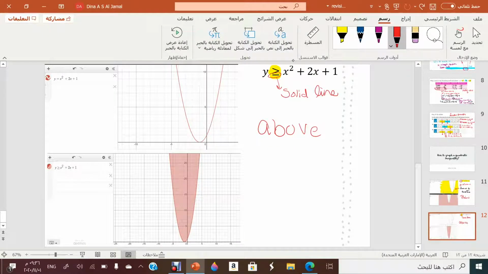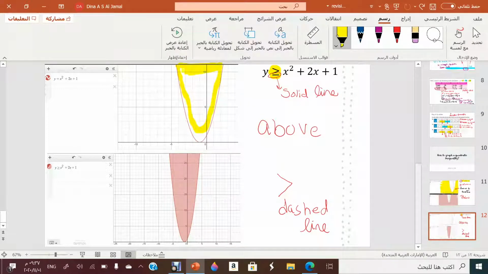What if we had no equal? Then it will be a dashed line. Just pay attention to this. And because you are having bigger than or equal, you just need to shade this area. That's it. And I did it for you using Desmos, and I colored it for you using the manual drawing.